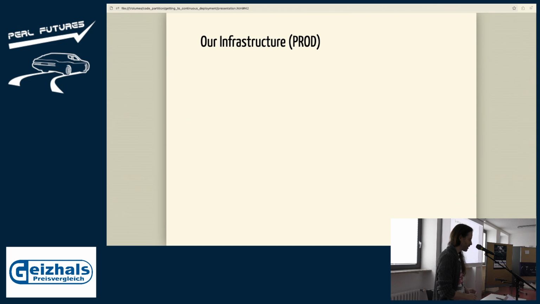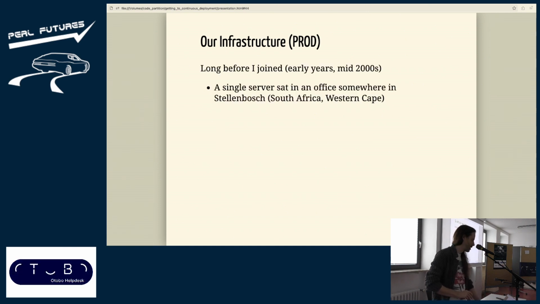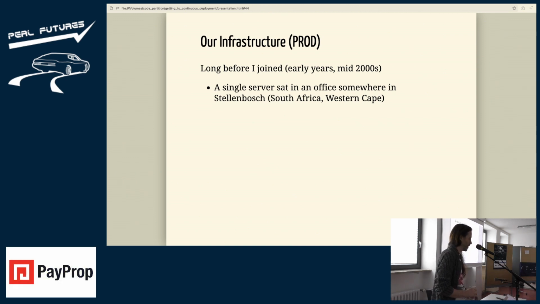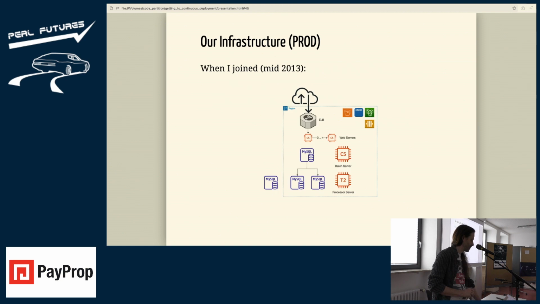So I just wanted to talk a little bit about our infrastructure at PayProp. Long before I joined in the early 2000s, it was literally a single server sat in an office somewhere in Stellenbosch, which is South Africa. And it's pretty easy to deploy to that. I mean, it's literally there and you can just tar stuff up and copy it across. And we had root on everything, obviously. But time has moved on.